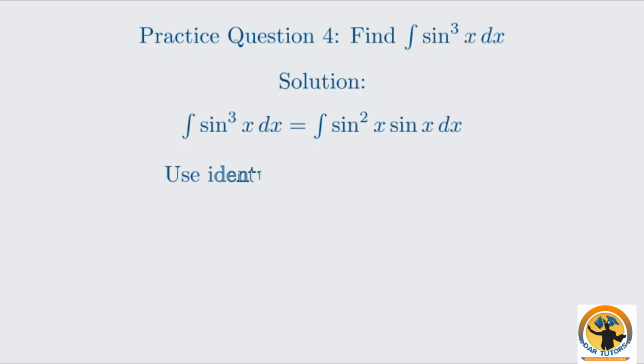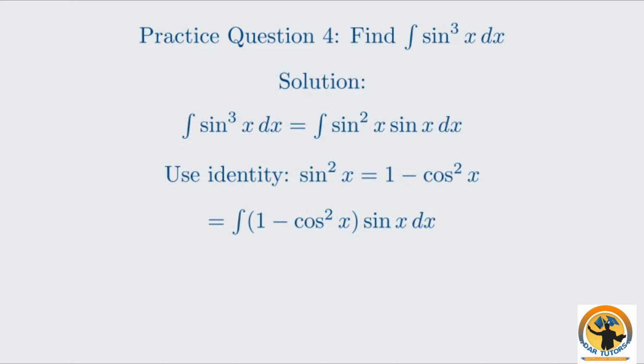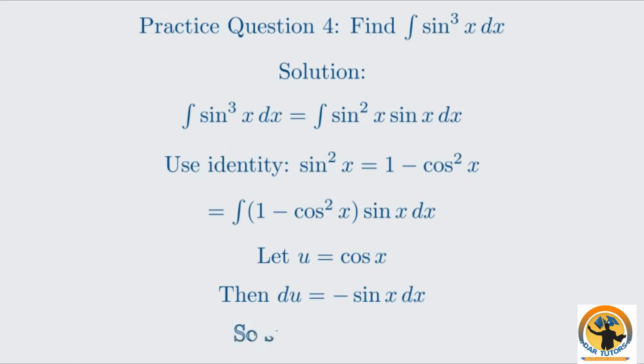Then, using the identity sine squared x equals 1 minus cosine squared x, the integral becomes the integral of (1 minus cosine squared x) times sine x dx. Now, this integral is perfectly set up for a substitution. Let u equal cosine x. Then du is negative sine x dx. This means sine x dx is negative du.